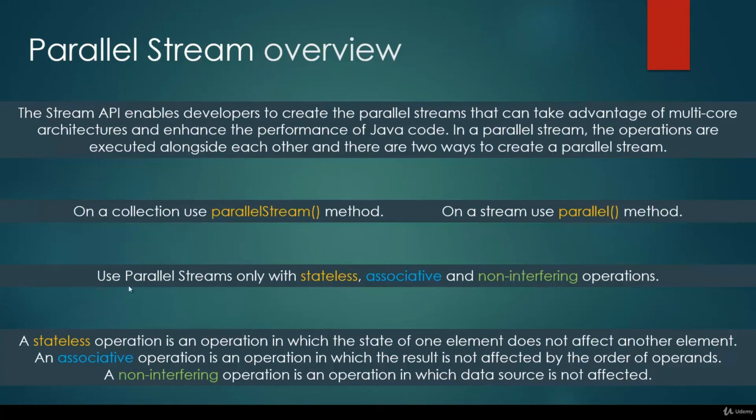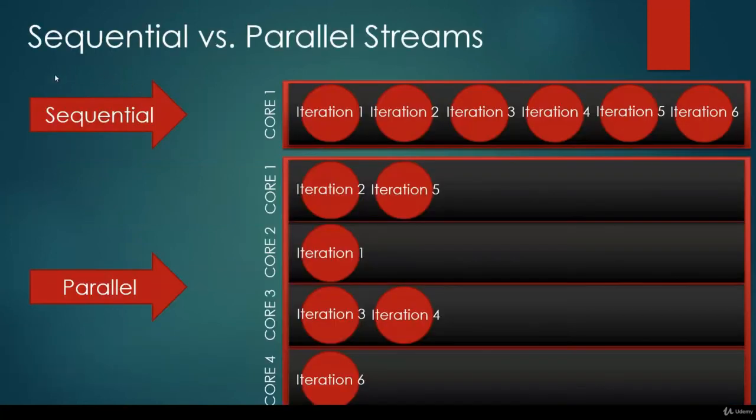So we use parallel streams only with stateless, associative, and non-interfering operations. As far as sequential processing is concerned, this is the case when we have just a single processor or a single processor core. Basically, it is very similar to an iteration. The first task is going to be executed first, then the second one, then the third one, and so on. So in a sequential manner.